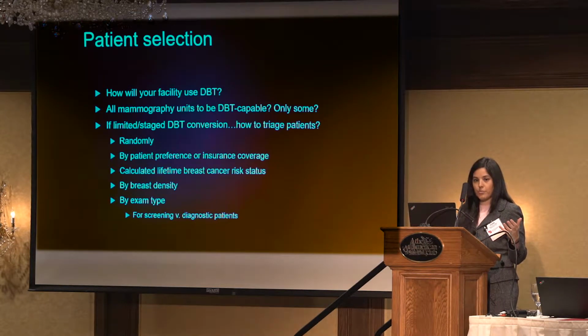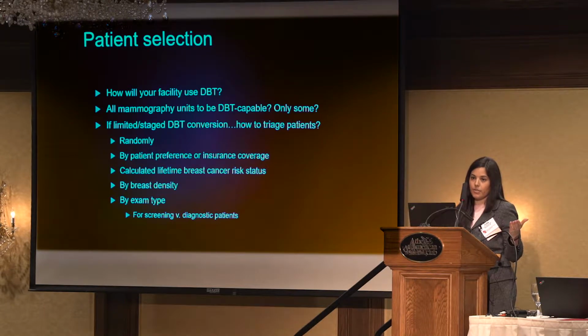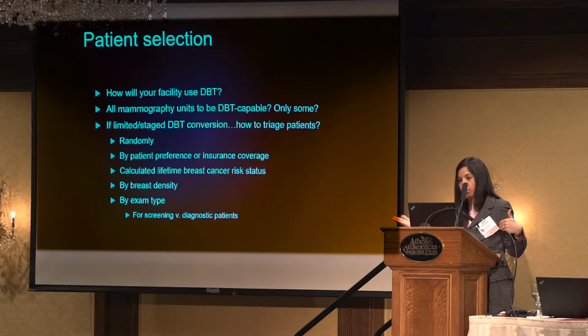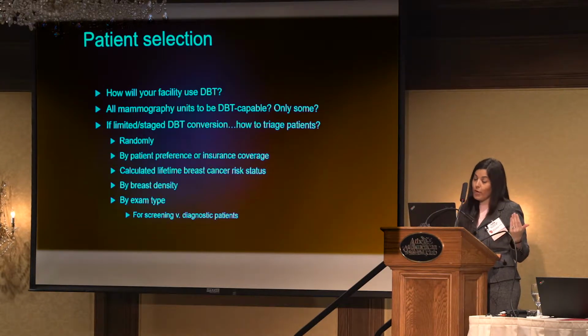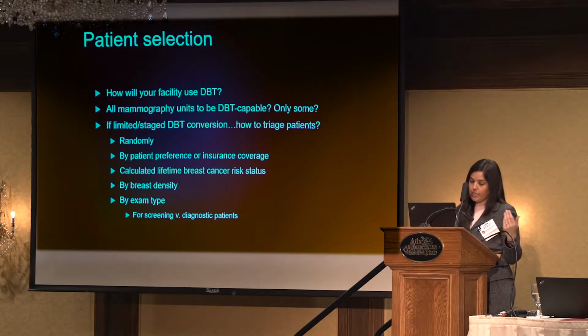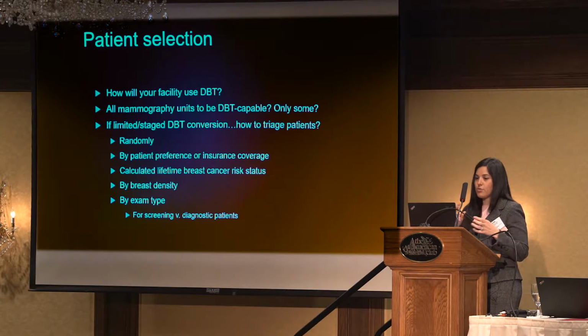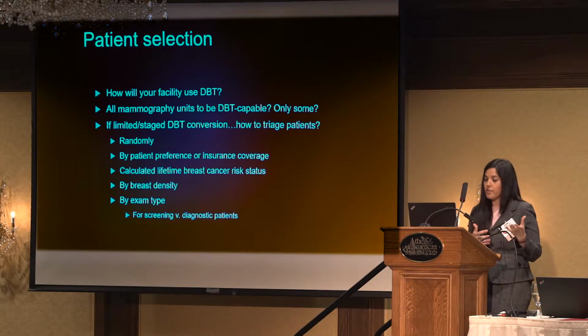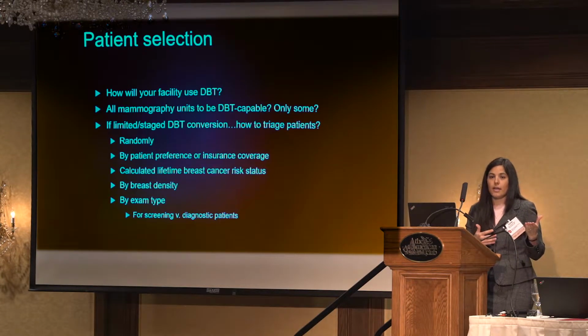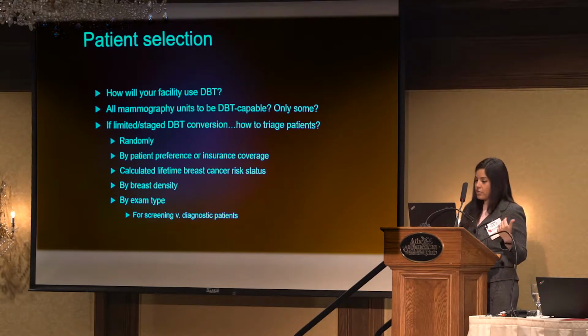If you show up for your screening appointment and the tomo room's available, great, you get a tomo. You show up 2 minutes later, the tomo room's taken, sorry, you're getting a 2D mammogram. You could do it by patient preference or insurance coverage or ability to pay. You could have some sort of statistical calculation of lifetime risk of breast cancer and offer it only to high-risk women as an adjunct to screening.